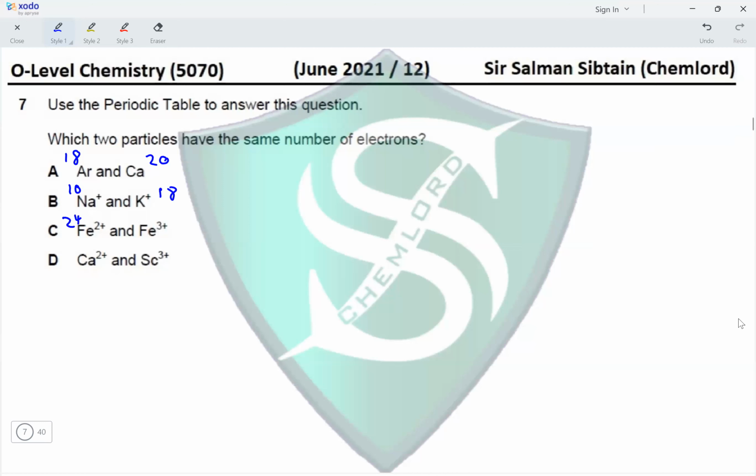And Fe3+ is also an ion of iron. Iron has a proton number of 26. 26 minus 3 is 23. So these are also different. Now, the next one, calcium. Calcium has a proton number of 20 and a charge of +2. So 20 minus 2 is 18. And scandium has a proton number of 21, and 21 minus 3, which is its charge, is equal to 18. So here, calcium 2+ and scandium 3+ ions have the same number of electrons present, making option D the correct option for this question.